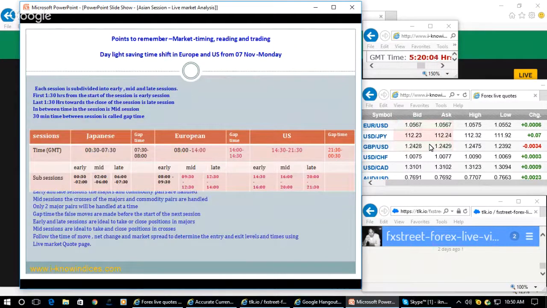Now these are all the market timings. Follow the timings: the early and the late sessions handle the majors, and the mid session handles the crosses. So when you are trading crosses, choose the mid sessions, take a position and close it. If you are trading the majors, then take the position during the early session, and the opposite move they will show during the late session. You will be able to really book profit.